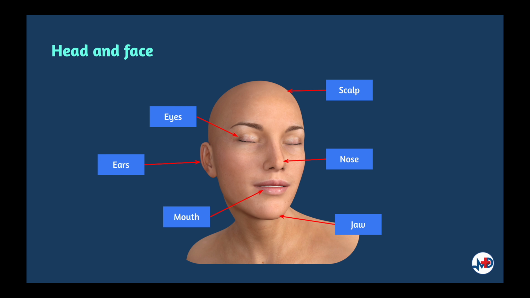Let's begin with the head and face. Inspect the face and scalp. Look for bleeding, lacerations, bruising, depressions or irregularities in the skull, Battle sign, which is the bruising behind the ear, indicative of a base of skull fracture.